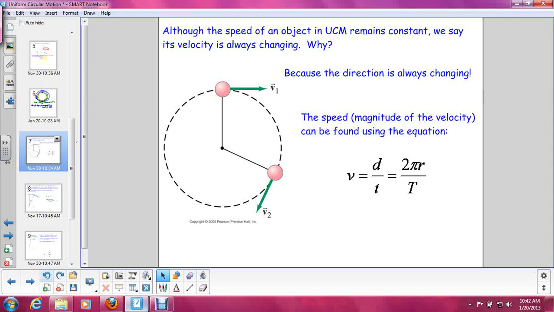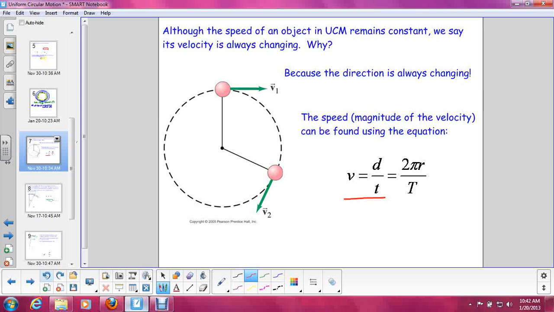So the speed, or the magnitude of velocity, how long that arrow is, can be found using some of the things that we have just defined. So we know from way back in the year that velocity is distance traveled by an object divided by how long it took to do that traveling. So distance divided by time.